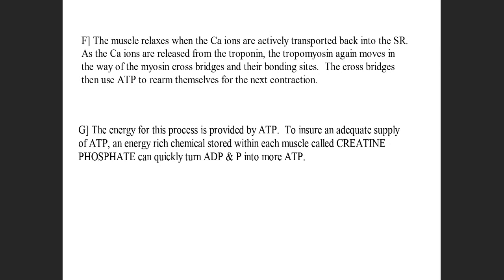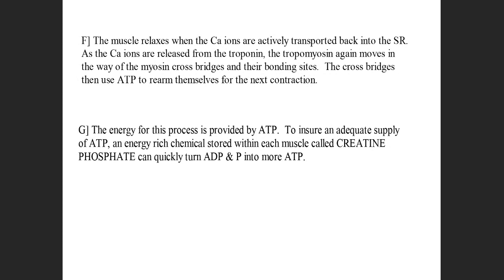As the calcium ions are released from the troponin, the tropomyosin moves back in the way of the myosin cross bridges and the binding sites. The cross bridges then use ATP to rearm themselves for the next contraction. In other words, as soon as it relaxes and the tropomyosin is in the way again and the calcium's back in the sarcoplasmic reticulum, ATP is used to cock back the cross bridges again, ready for the next time. It's like setting the mouse trap ahead of time. ATP is the energy source for this.